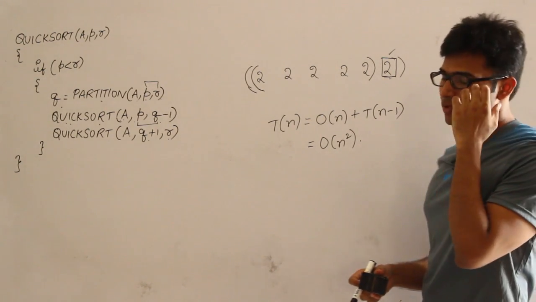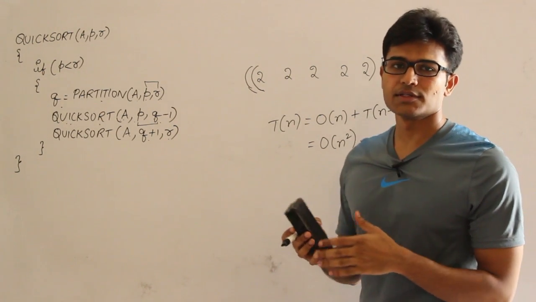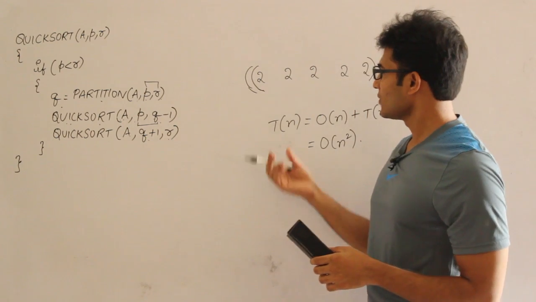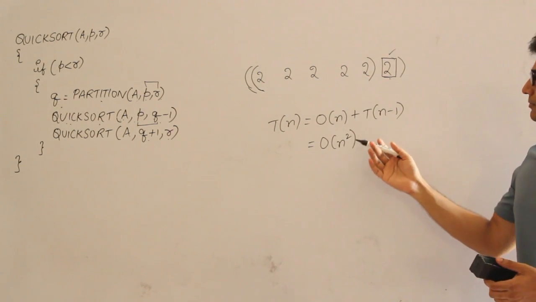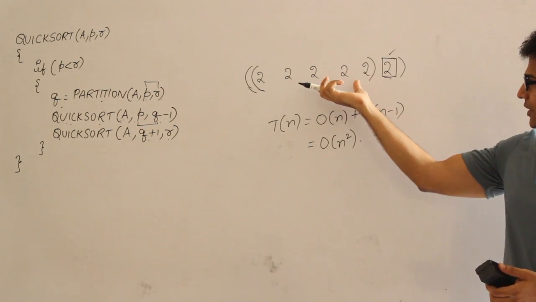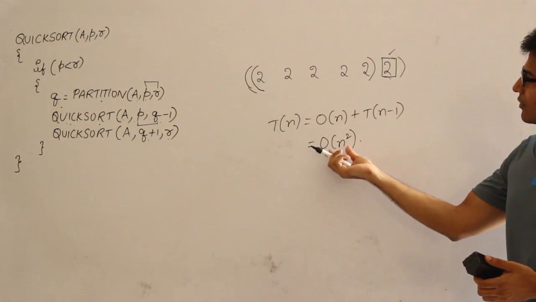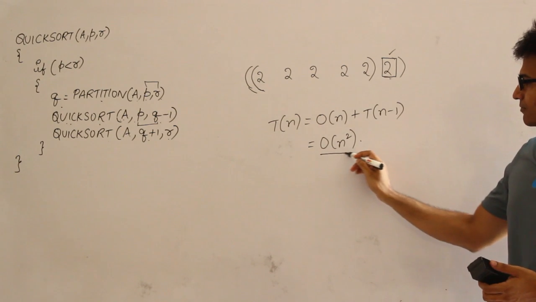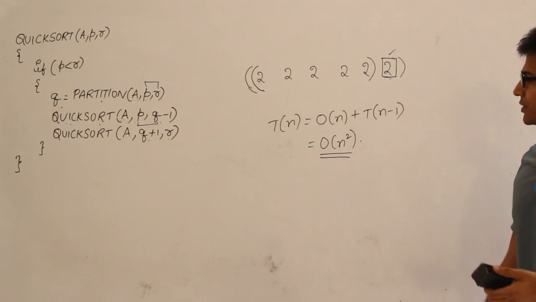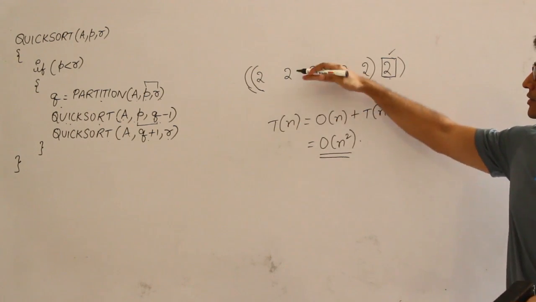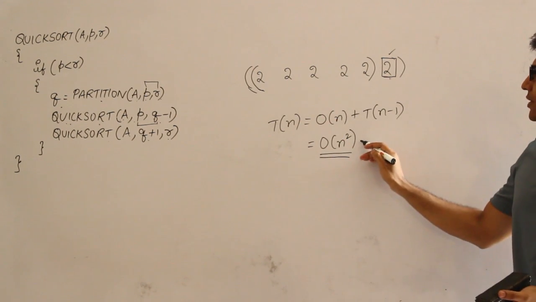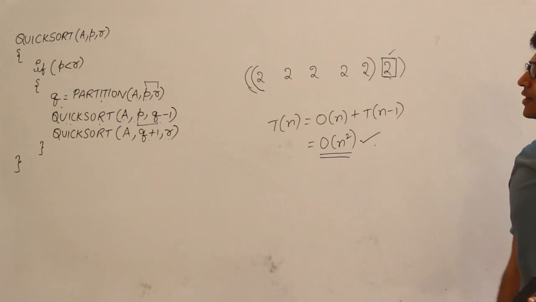So if the input is ascending, or in descending order, or if all the elements are the same, the order of the time complexity is going to be order of n square. So ascending, descending and same elements all have the same complexity, which is order of n square.